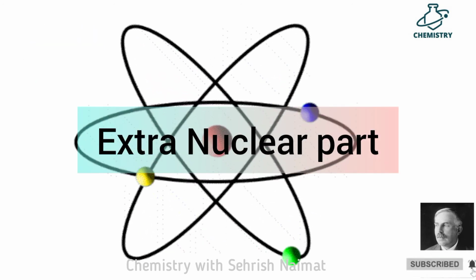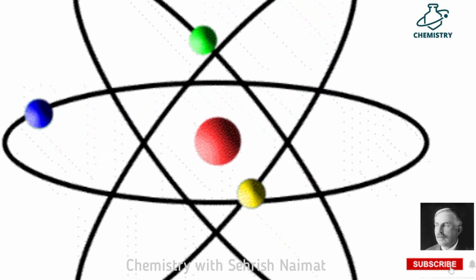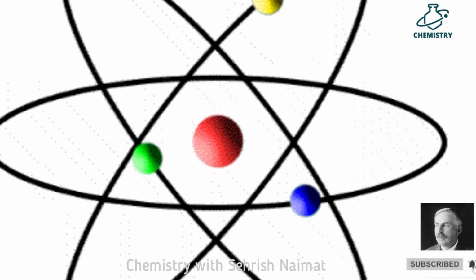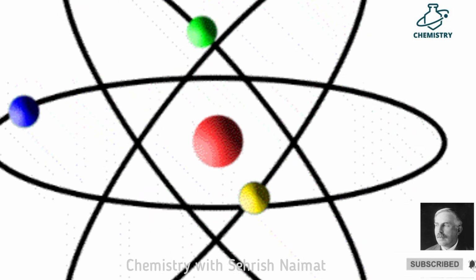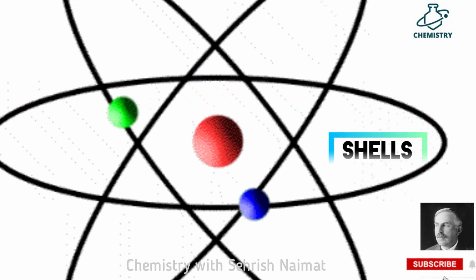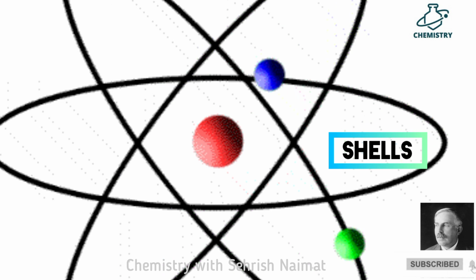Extra nuclear part. The electrons are revolving around the nucleus in the extra nuclear part in various orbits, which are also called shells or energy levels.